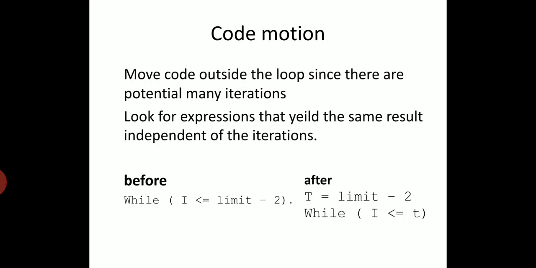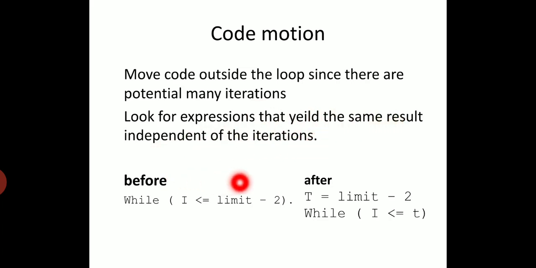Then code motion. Out of the three techniques, the first technique is code motion. How we can perform transformation over the loop, that is what we are discussing. Code motion means if we move the code outside the loop, we can save so many expensive steps. That is, look for expressions that yield the same result independent of the iteration.